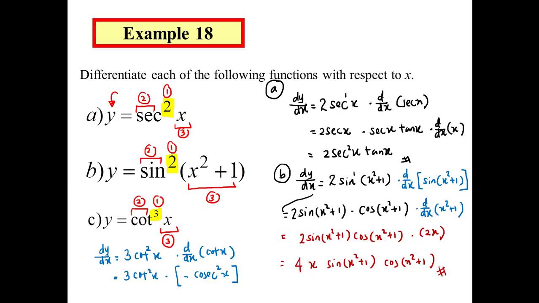And then because of the x, just now I mentioned that if you differentiate x, you get 1. So if you didn't write it, never mind. If you still want to write it, you just write d dx of x. Lastly, simplify, and you should get negative 3 cotangent squared x cosecant squared x as the final answer for question C. So it's a very simple question. That's all for examples 17 and 18.